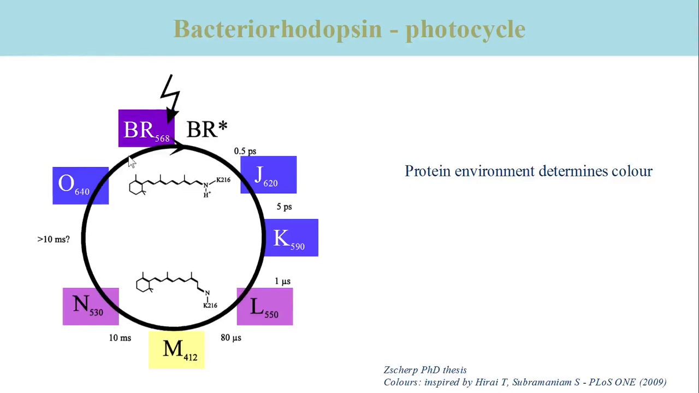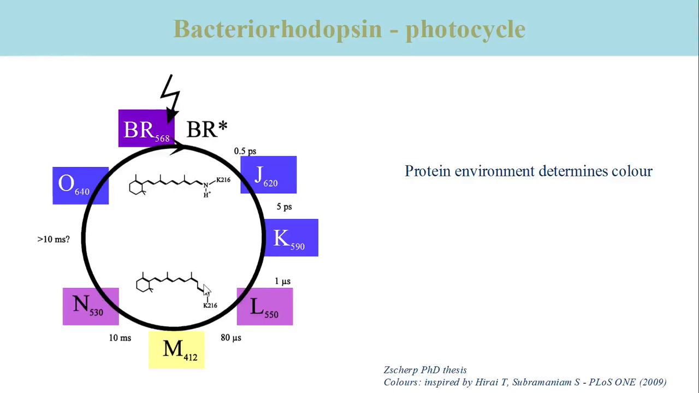In O, Br and Br star, the retinal is in the all trans conformation. In all other states, it is in the 13 cis conformation. The Schiff base is deprotonated only in M, as shown here.